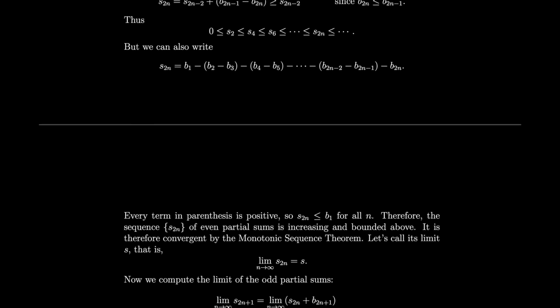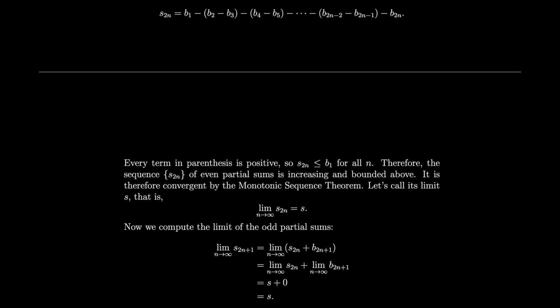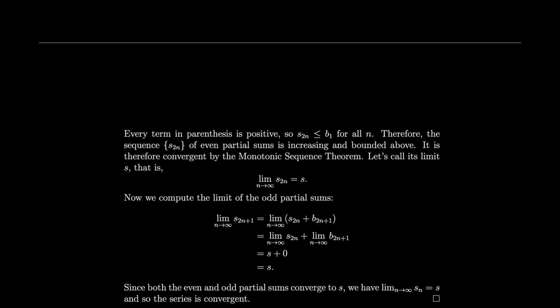So we have a sequence of partial sums that is increasing and bounded above. So it must be convergent by the monotonic sequence theorem. So that means it has some limit. We can say s. So we'll say the limit of all of the even terms is s. Now let's look at the odd terms. The odd partial sums, I mean.